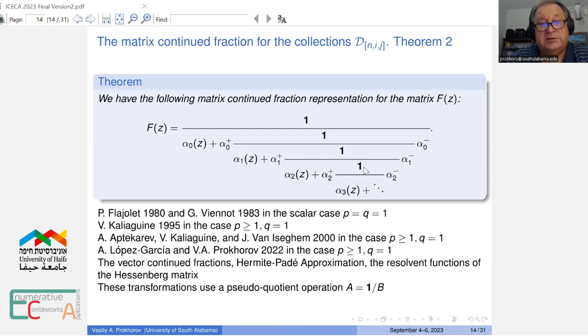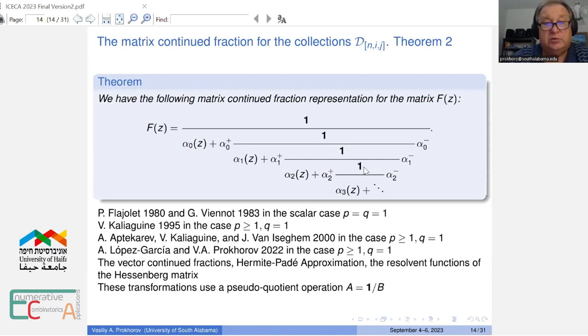For the case P equals 1, Q equals 1, this result is the famous result of Flajolet and Viennot. In 1995, Callaghan wrote this result for the case when we have a vector of resolvent functions of a Heisenberg operator, and this corresponds to the case P greater than or equal to 1 and Q equals 1.